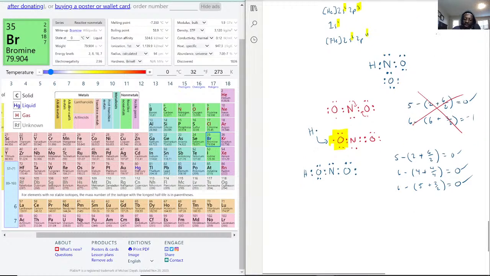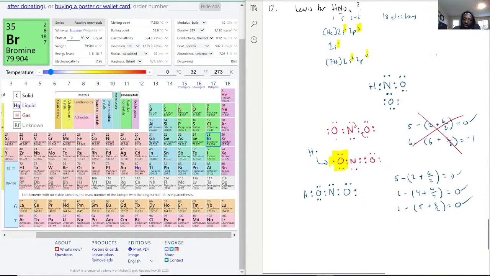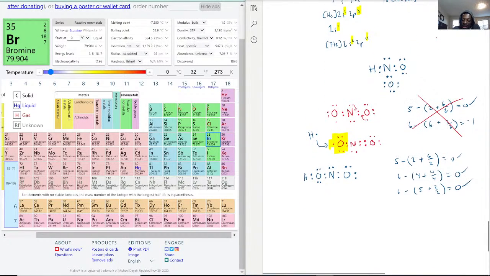So this is actually what we would have for the Lewis structure for HNO2, and then we check the math again. We know that the first oxygen already had that, and now the second oxygen has the same thing. Oops, no it doesn't. The second oxygen is still going to be 6 minus... oh, that's why it looks the same, sorry. It would actually be the same because I was missing the double bond here.